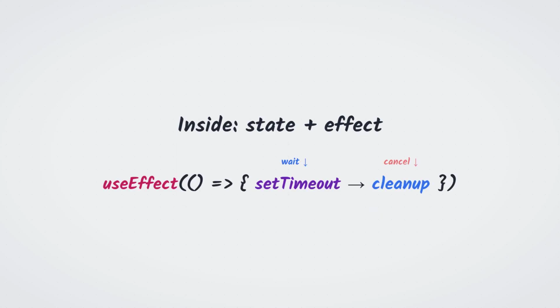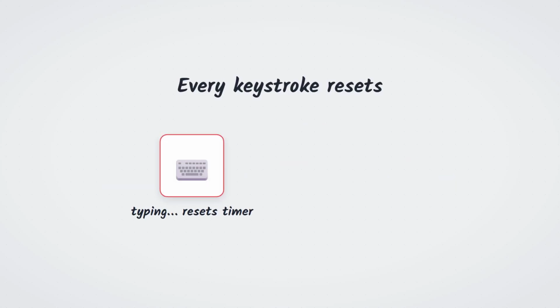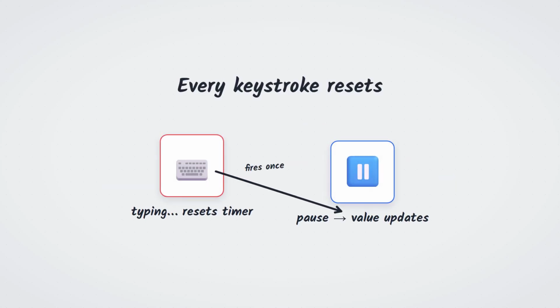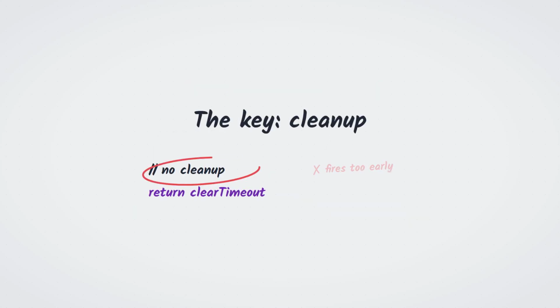Inside, it's just useState plus useEffect. A timeout updates the value after a delay, and cleanup cancels it. Every keystroke resets the timer. Only when you pause does the debounced value finally update. No spamming the network. The key is the cleanup function. It clears the old timeout on every change. That's what makes debounce actually work.